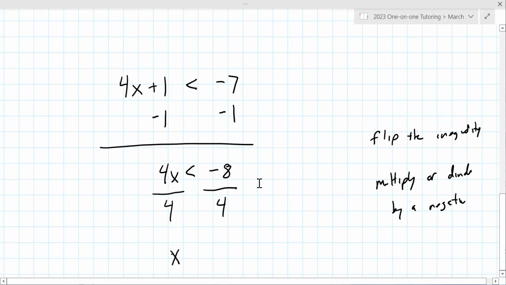Then it would be greater than. It does not switch in this case because you're not dividing by a negative. That's what I'm trying to say. Yes. Okay.